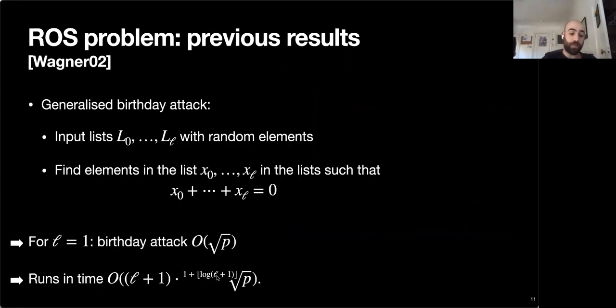Because if L becomes bigger, this guy goes down much faster. The best that I can hope for is L equal to one, in which case I get this nice square root of P.